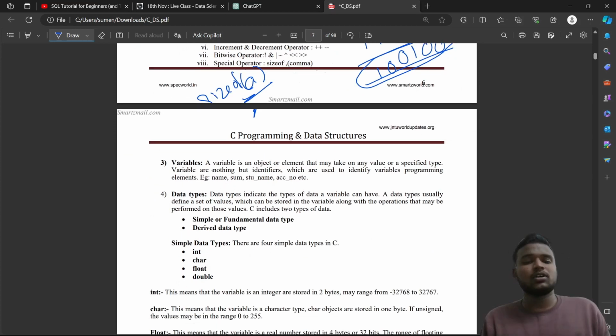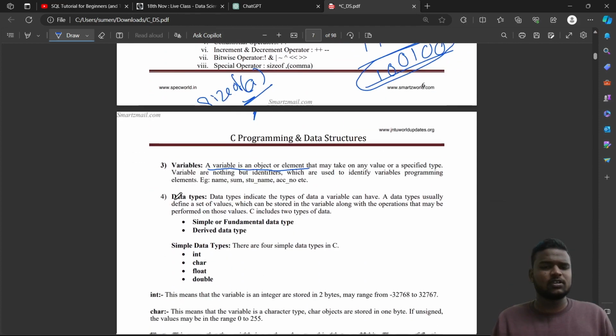One second. Now moving to variable. A variable is an object or element that may take on any value or a specified type. A variable is nothing but identifiers, which are used to identify variables in programming. Like I have discussed identifiers, right? It is similar to a variable. An identifier is nothing but a variable. That's simple. The same previous understanding.